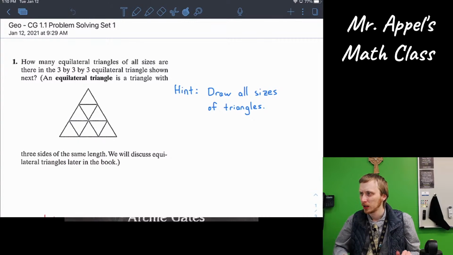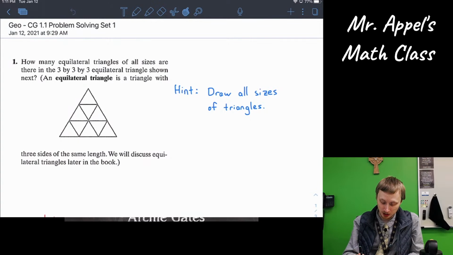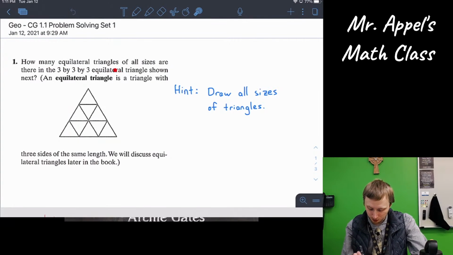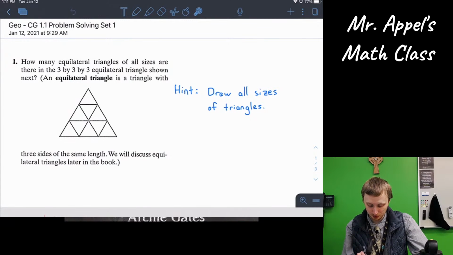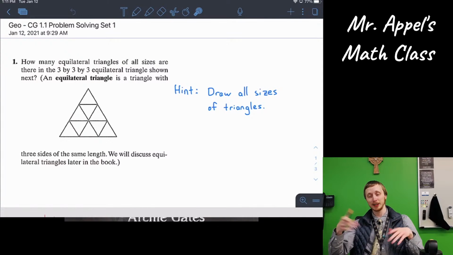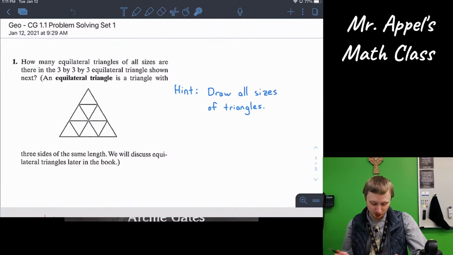So let's have a look at some of these, shall we? We've got equilateral triangles here. How many equilateral triangles of all sizes are there in the 3 by 3 by 3 equilateral triangle shown next? And they add this additional note on the definition of equilateral triangle because it hasn't been formally presented in the text. Remember, this is a full geometry book. It'll get to all those vocabulary words in turn. That's a good reminder there.